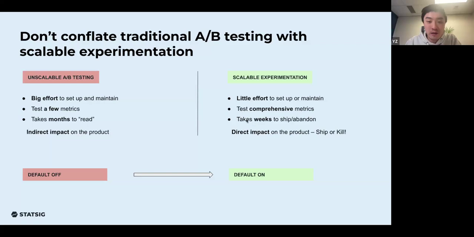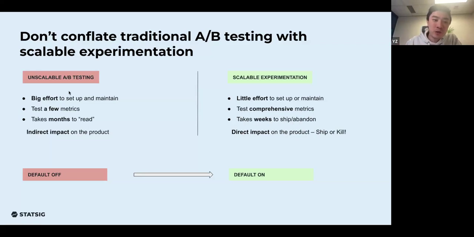And then it only takes weeks to get a decision of whether we ship the experiment or abandon the experiment. It has very direct impact on the product because the experimental result is the actual product that you are shipping. So you are making decisions on the actual product, and with a click of a button, you can decide to ship or kill this product iteration.